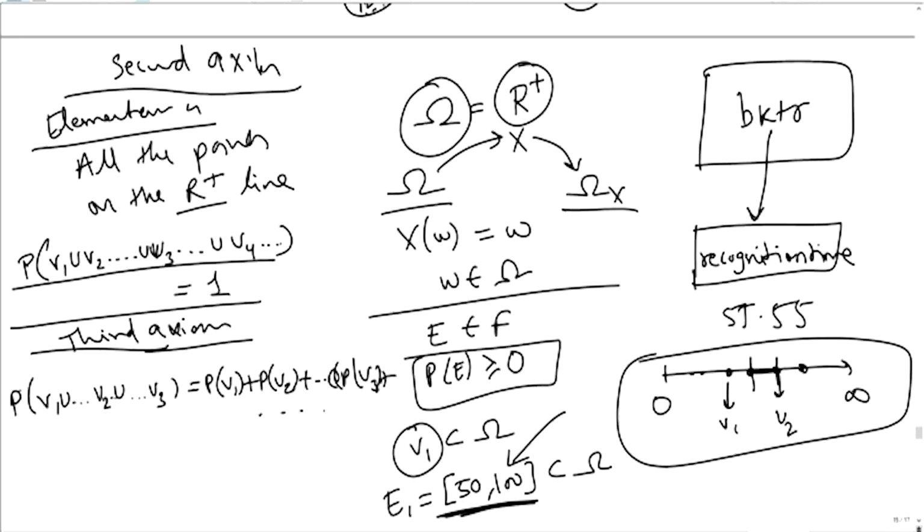Now this V1 union V2 union V3, all this is equal to 1 based on the second axiom. So you can write, basically it's the same result as we have derived before, but just that the elementary events are now very different. So the probability of V1, and there would be an infinite number of elementary events between V1 and V2, plus the probability of V2, plus the probability of V3, and so on, is equal to 1.